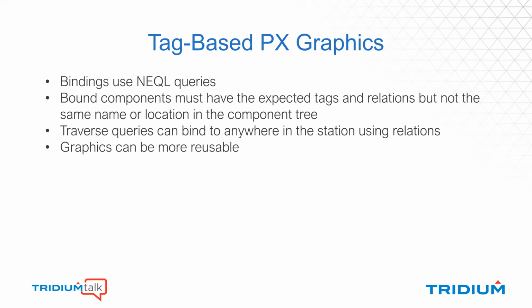So the bound components have to have the expected tags and relations, but they don't have to have the same name, or they don't need to be located at the same place in the component tree. We'll find them just based on tags and relations. NiCO traverse queries can be used to create bindings to anywhere in the station using relations. So if you wanted to bind to the site of that point, you could do that with a relation. It doesn't need to be under or in a specific location relative to where the graphic is. And the whole point of tag-based PX graphics is to make them more reusable between stations. And I'll show an example of that in a minute.